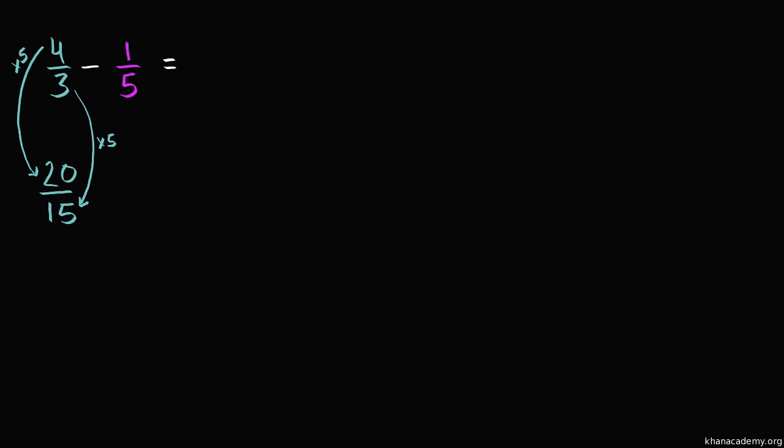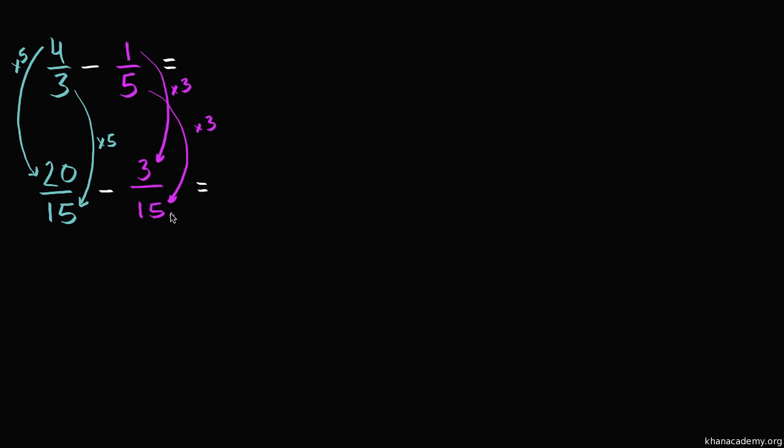All right. Now how would we rewrite 1/5 as something over 15? So we're going to have 15 in the denominator. Well, to go from 5 to 15, we have to multiply by 3. So if we multiply the denominator by 3, we have to multiply the numerator by 3 as well. So times 3. 1 times 3 is just 3. So 4/3 minus 1/5, we can rewrite that as 20/15 minus 3/15.